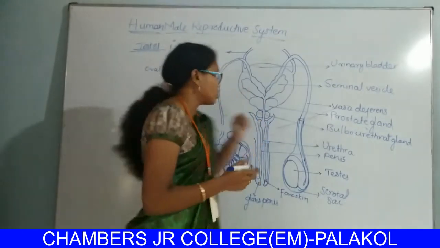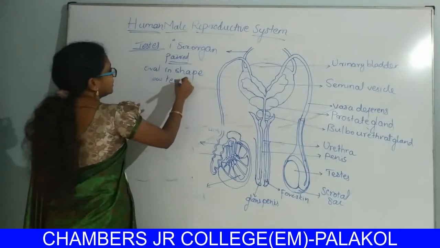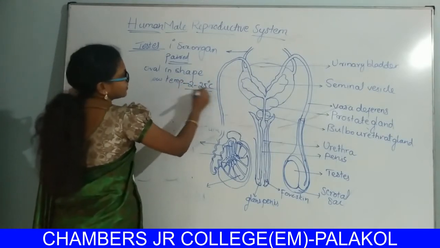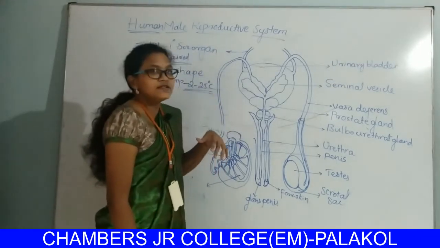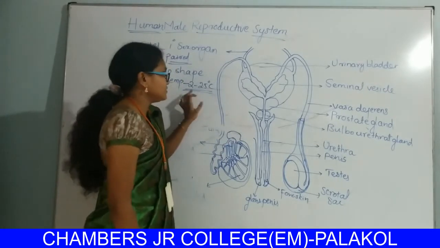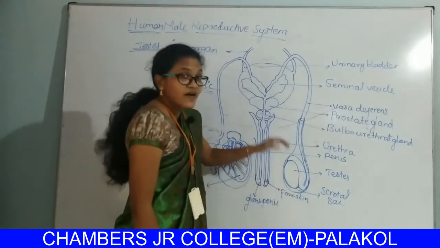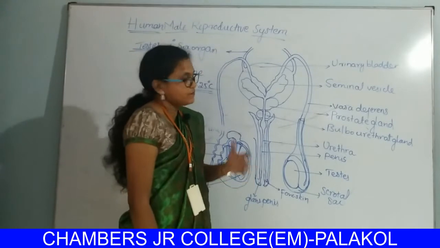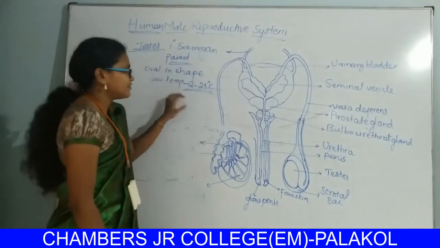Actually, the low temperature is 2 to 2.5 degrees centigrade lower than the actual internal body temperature, right? This temperature is maintained in the scrotal sac. That's why the testes are located outside the abdominal cavity within a scrotal sac. So that's the actual reason.